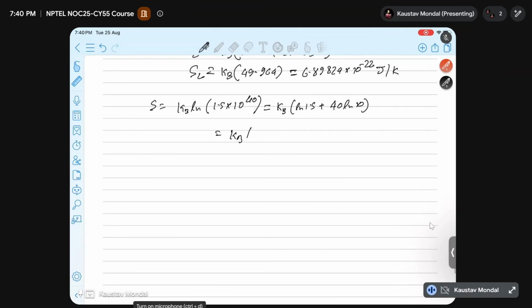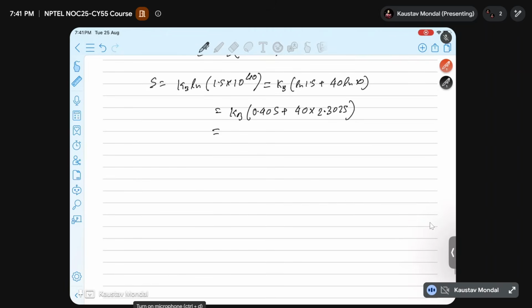kB. So ln 1.5 gives you around 0.405. 40 into ln 10 gives you around 92.1. If you add these two, it will give you 92.509. kB into this gives you 1.277 into 10 to the minus 21 joule per Kelvin.